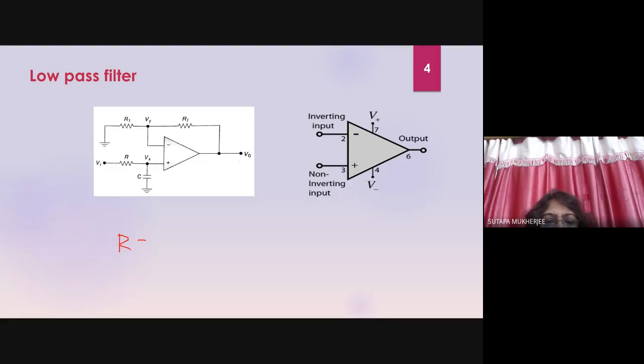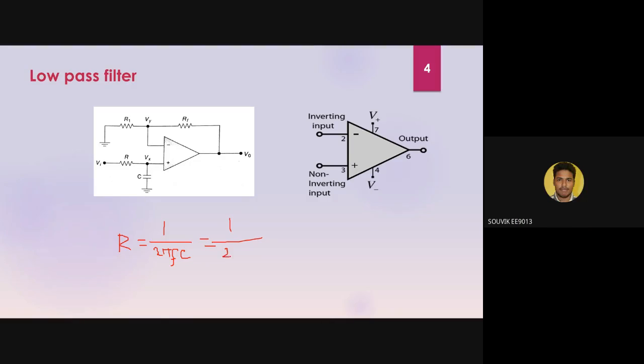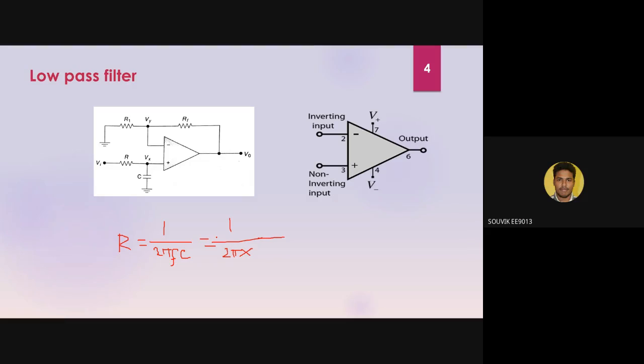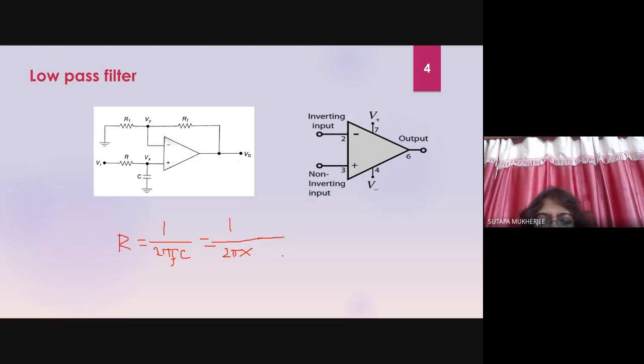R equals to what was it? 1 by 2 pi F into C. What is the value of R? 2 pi into F. What is the value of F? What did I say? 2 kilohertz.